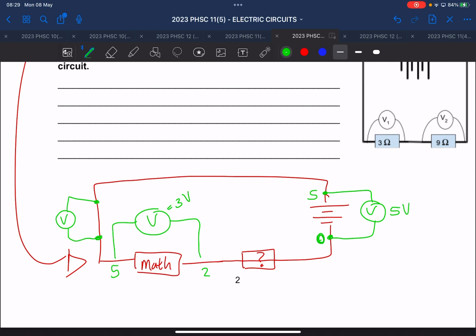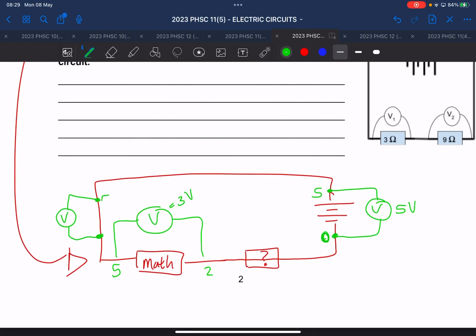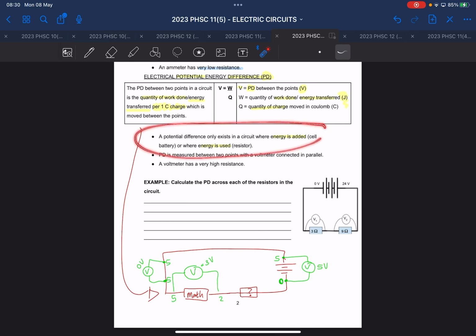If I put a voltmeter here, what would the reading be? It comes with 5 sandwiches there. Did it use anything? No. So it has 5 sandwiches. So what's the reading? 0. Because remember, it measures the potential difference. Did we use any energy? No. So it won't help to put a voltmeter over there because the difference is 0. You can only get a potential difference if you add energy or if you use energy. In the middle where you don't add or use, you'll get no reading.